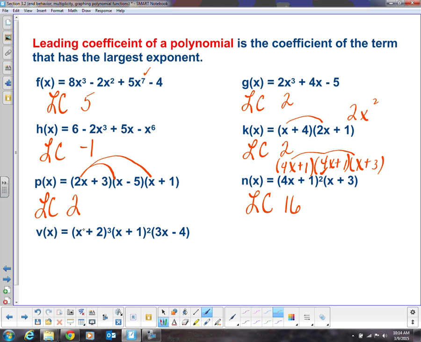All right, what about this one? That's going to be 1 cubed. What is this one going to be? 1 squared times what? So what is that going to be? 3 for your leading coefficient. Any questions there?